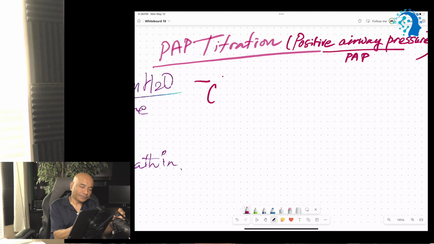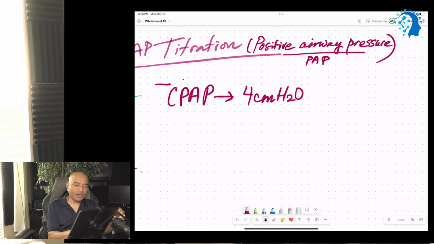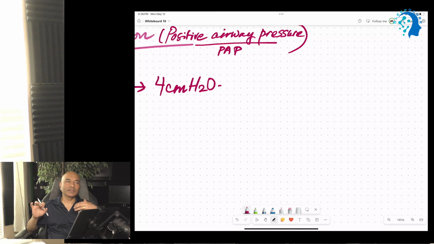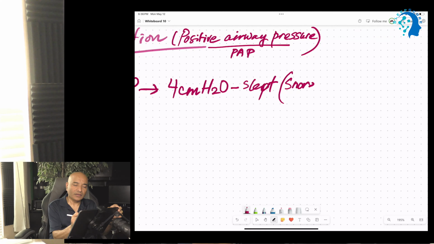CPAP, and with CPAP we start with pressure 4. Now think about the patient is sleeping, pressure is 4. Once the patient slept, then he starts having snoring. When the patient slept, you will see snores.